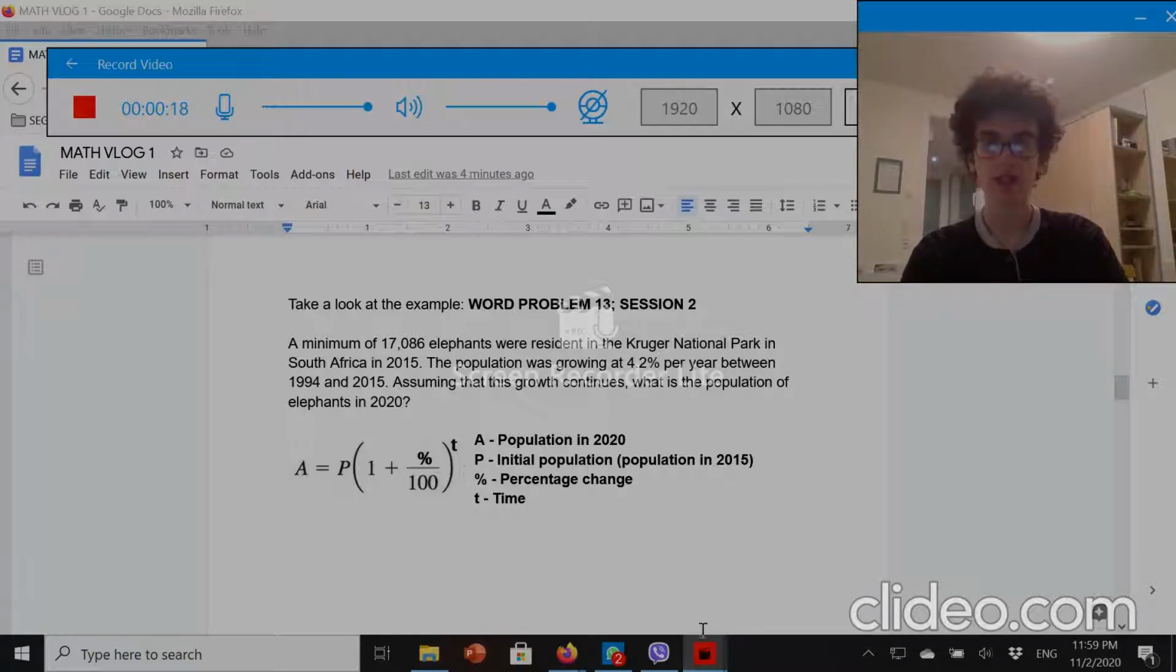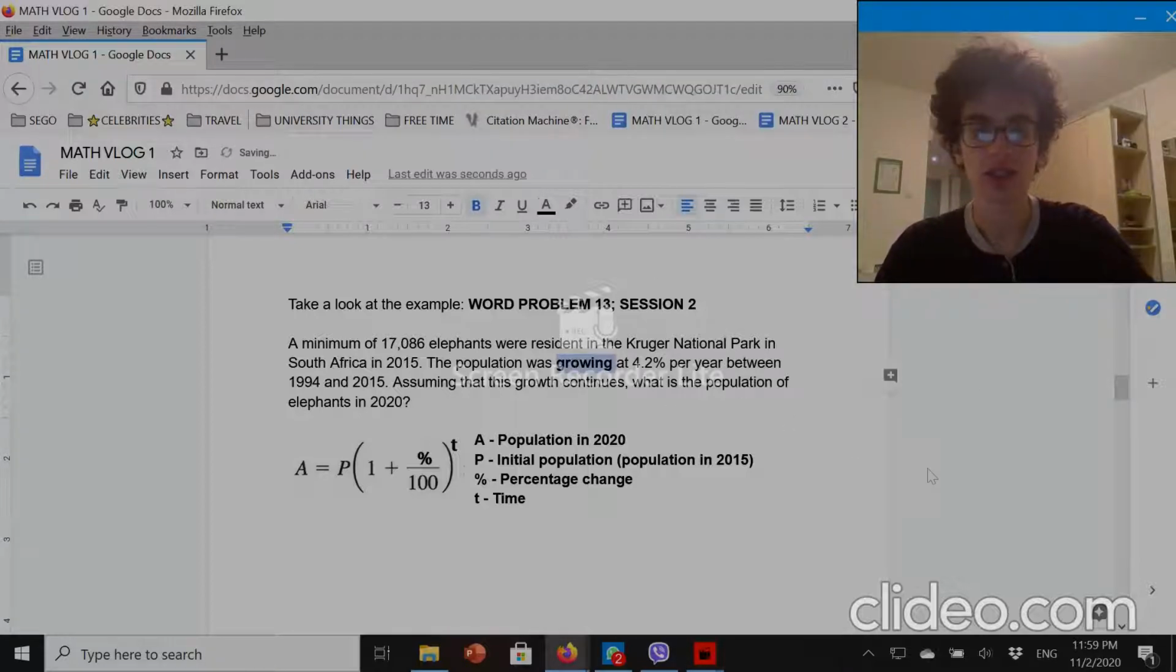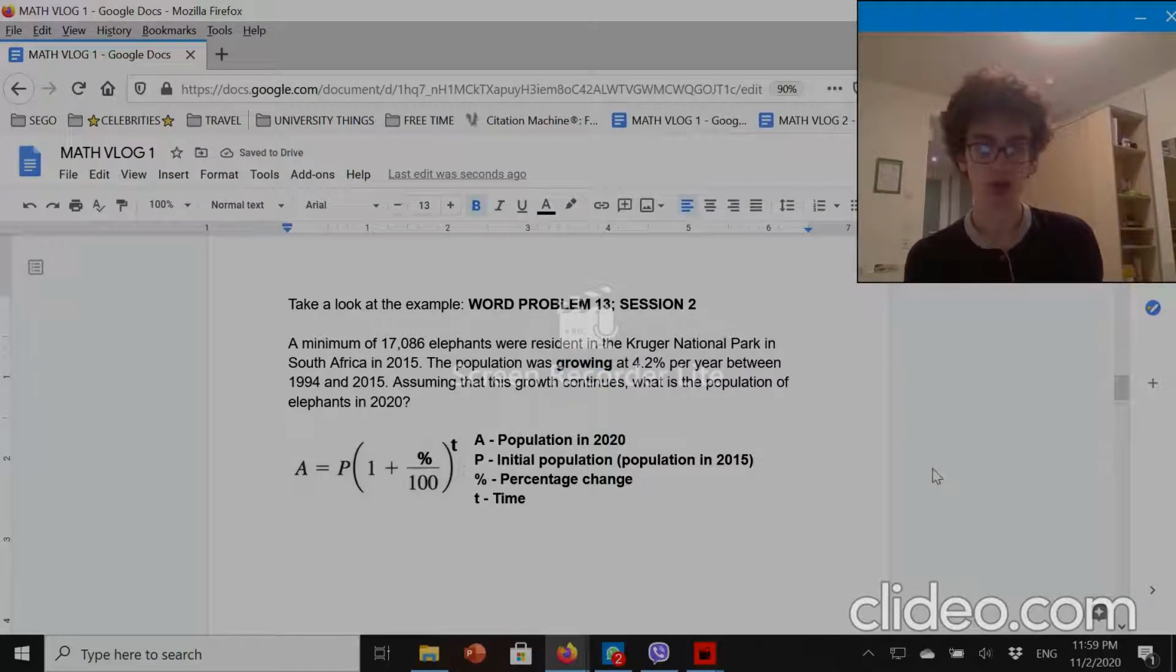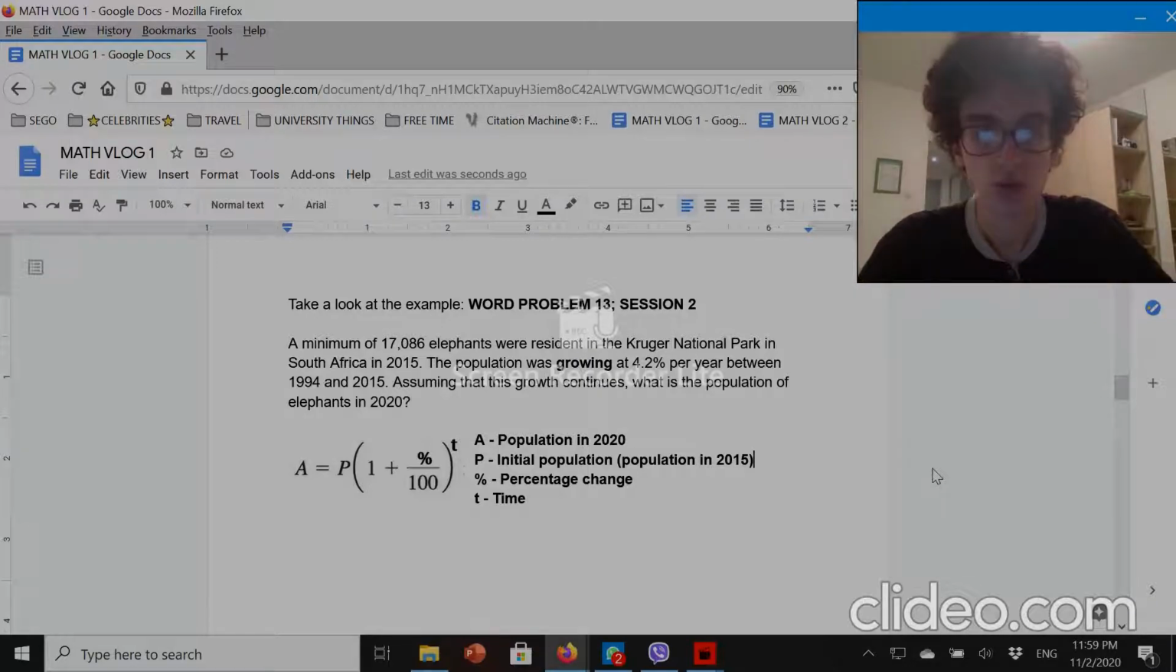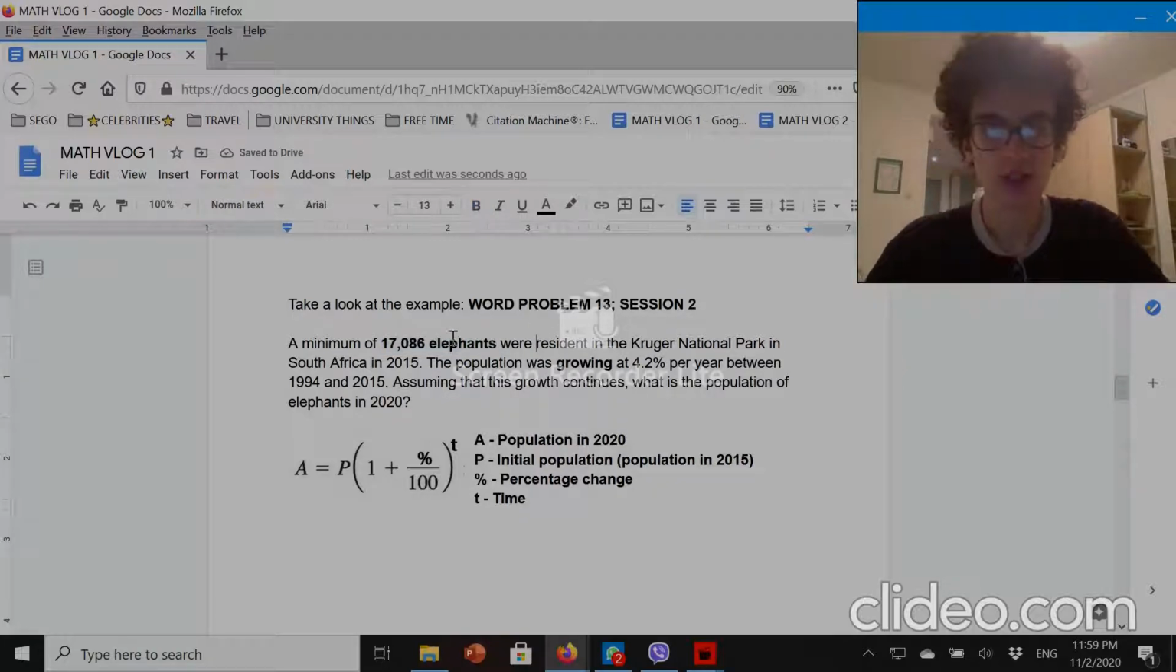So guys, as I already said, we have word growing, which is just exactly as increasing. So in this case, we know that we're going to use our formula with the sign plus. And now what else would we write? So let's take a look at what we have. So a minimum of 17,068 elephants. Let's just highlight. This is the number of the population. Were residents in the Kruger National Park in South Africa in 2015.